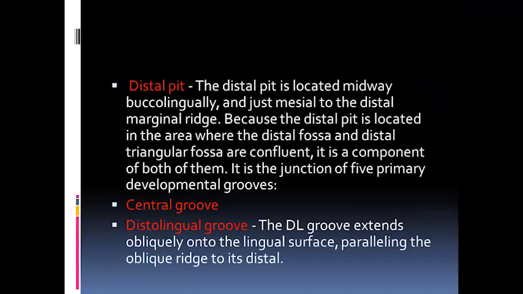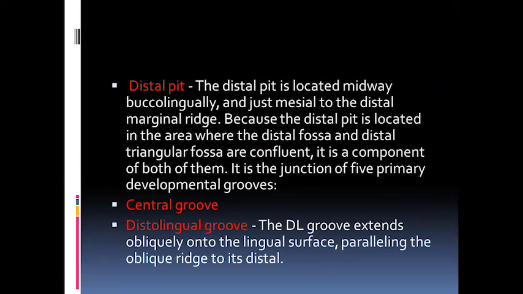Distal pit. The distal pit is located midway buccolingually and just mesial to the distal marginal ridge. Because the distal pit is located in the area where the distal fossa and distal triangular fossa are confluent, it is a component of both of them. It is a junction of five primary developmental grooves. In the mesial pit, four primary developmental grooves are present. In the distal pit are five developmental grooves.